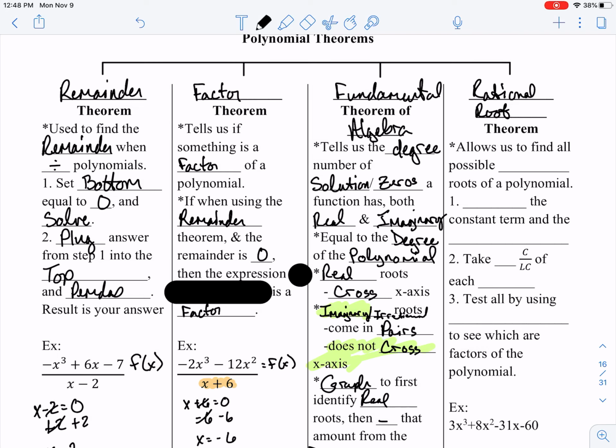The last thing we're going to talk about is the rational root theorem. What the rational root theorem does is allow us to find all the possible rational roots of a polynomial.